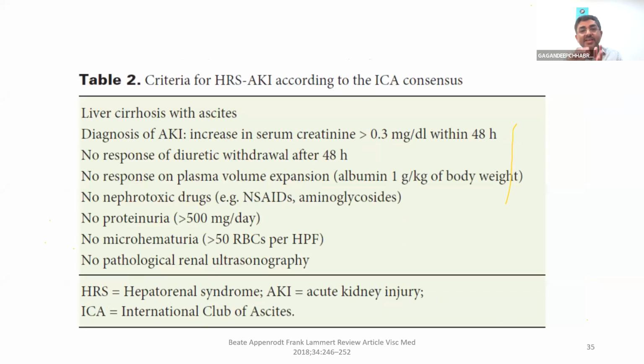Now, this is the current criteria for HRS-AKI according to the ICA consensus, in which we have a liver cirrhosis with ascites. We have a diagnosis of AKI, especially depending upon the serum creatinine. We have no response to diuretic withdrawal. We have no response to plasma volume expansion. We have no nephrotoxic drug. We have no proteinuria or less proteinuria, you may say. We have no microhematuria, and we have no pathological ultrasonography, meaning a normal ultrasound of the kidneys.